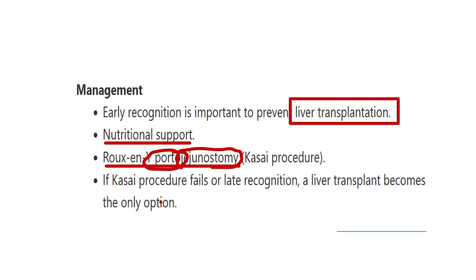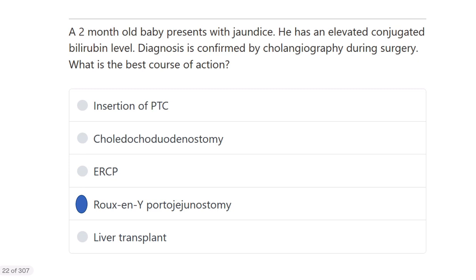If the Kasai procedure fails or there is late recognition, liver transplantation may be an option. So when early diagnosis is not possible or the Roux-en-Y jejunostomy fails, in this condition liver transplantation is the only option. So what is our treatment option? First of all, portojejunostomy or the Kasai procedure, or liver transplant.